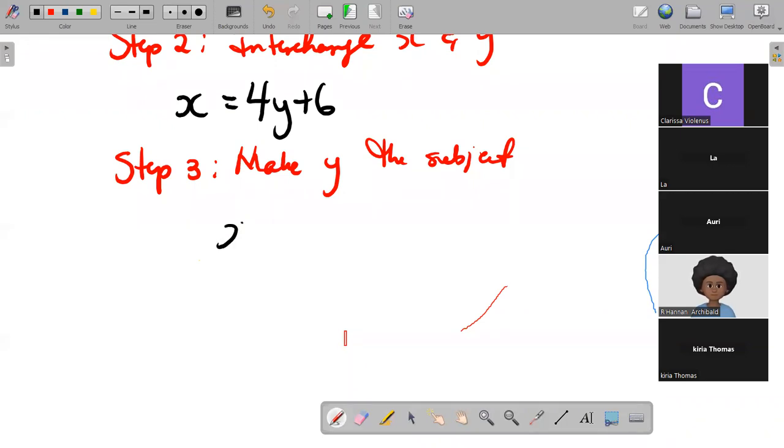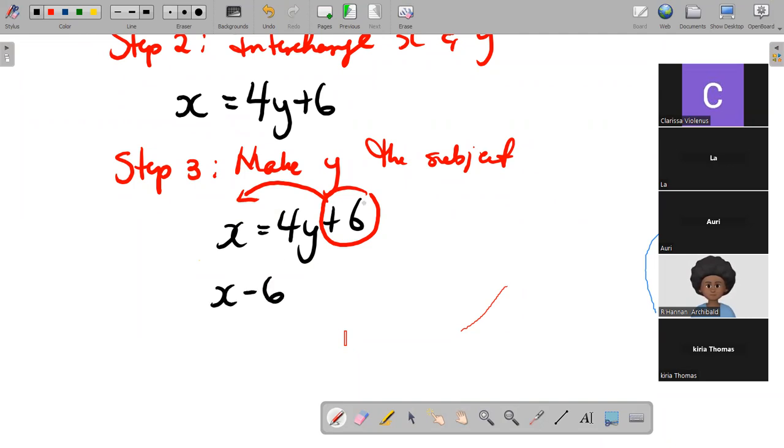So let's do it. X is equal to 4y plus 6. Who needs to move first? The 4 or the 6? It would be the 6. So we move that over. So what do we end up with? We end up with x minus 6. You know why it's minus? When the plus 6 goes over, it changes sign.